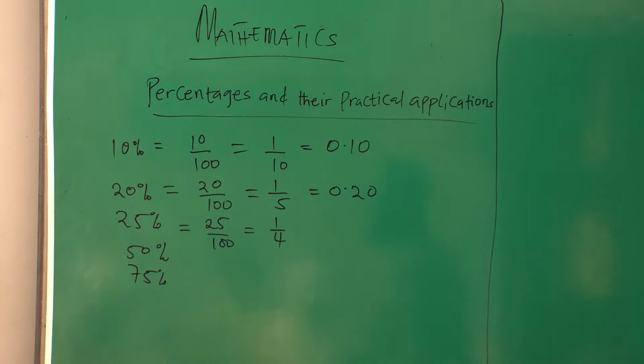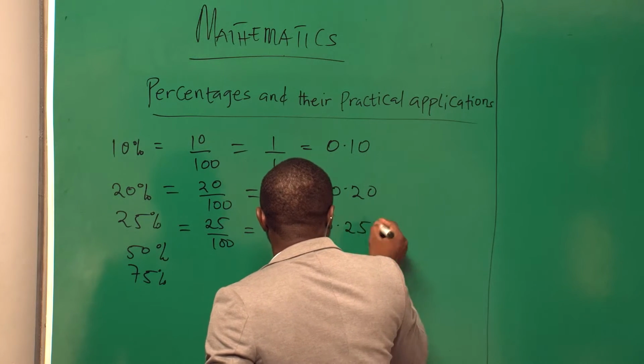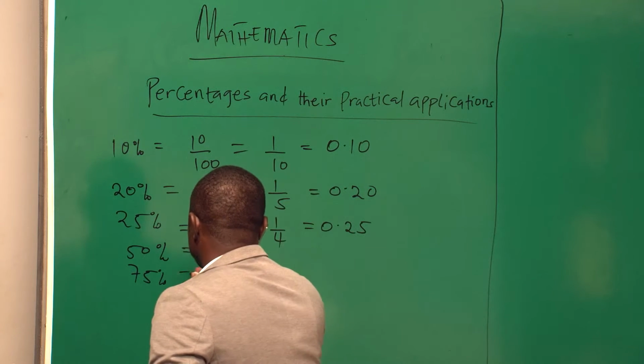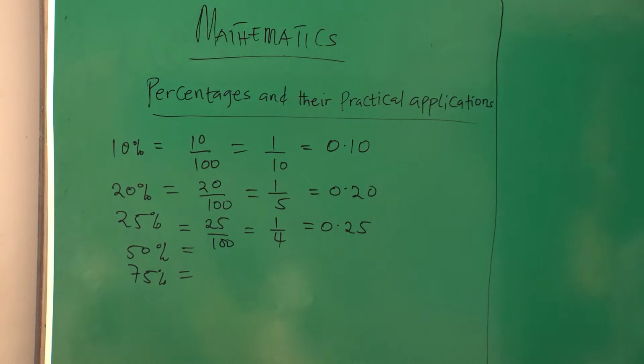Razak, now if you have 1 over 4, what is the decimal form of it? Decimal fraction, if you want to put it in a decimal fraction. 0.25. That is good. Okay, so once we have been able to look at the 4 examples together, you will have to try the 50% and the 75%. You have to express the two as fractions.